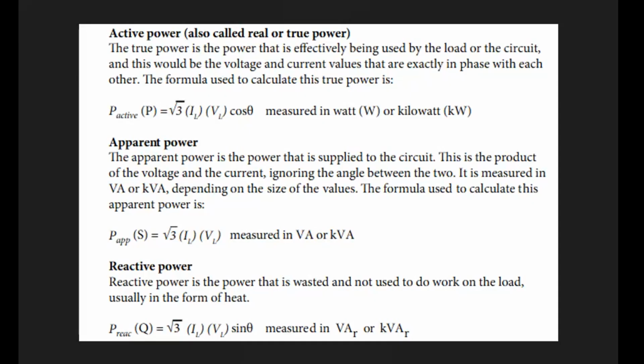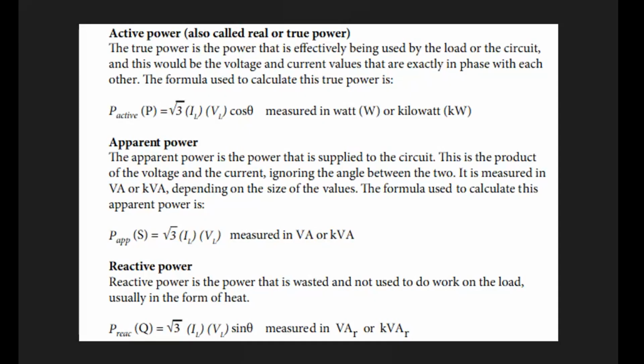Apparent power is exactly the same formula, but notice there is no cos theta. So when you see cos theta, you will know that that is the true power. When there is no cos theta, it is the apparent power. Also note that the units are different. kW for true power, apparent power will be kVA.